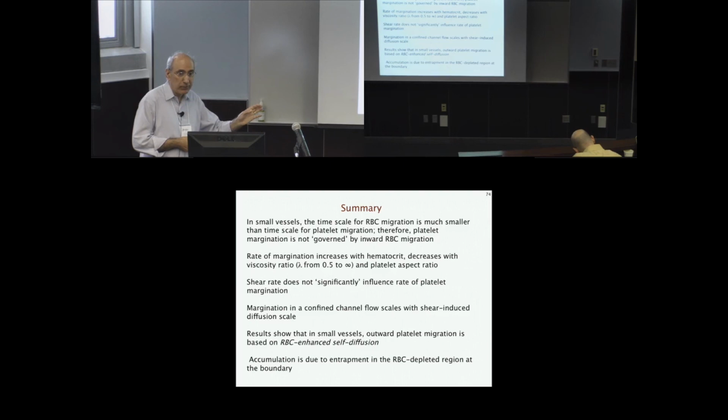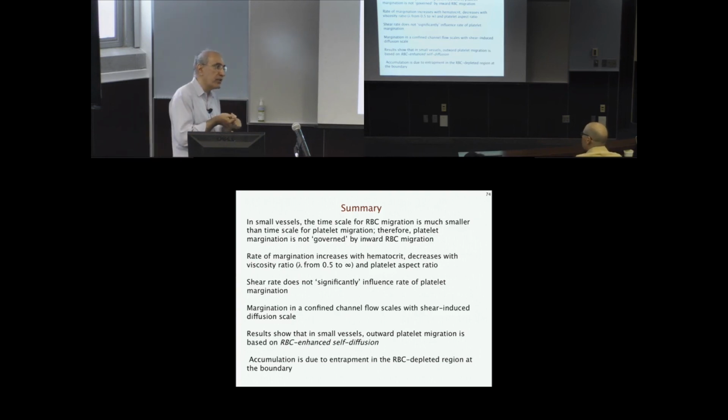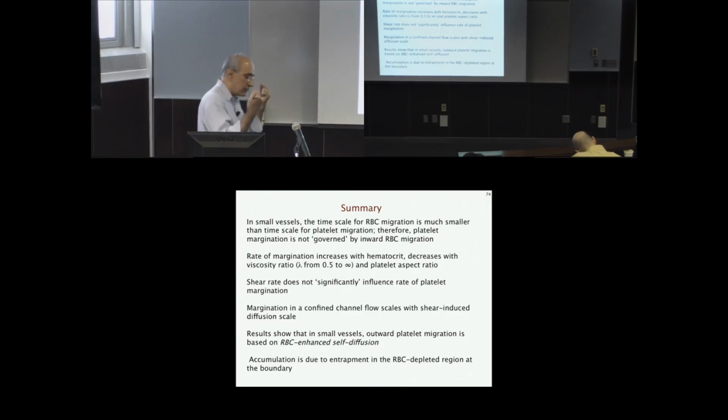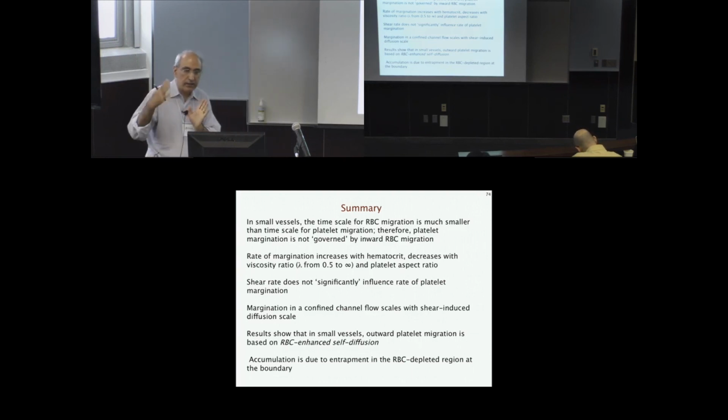So just very quickly to summarize, I know I'm out of time. You can read the summary, but a couple of things that I want to emphasize is that rheology, particle pressure, plays an important role in explaining why the RBCs are accumulating toward the center. The physics of margination, we believe, is what I call the RBC-enhanced self-diffusion. So it is really the interaction of the platelets with the RBCs in conjunction with the depleted zone where this migration occurs.